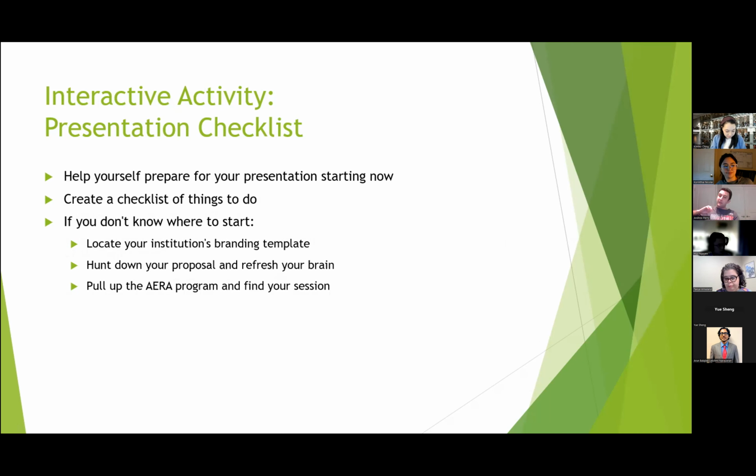You can pull up the AERA program and find where your session is, when your session is. Further, and that's not on the slide, but you could also look at accommodations to get to AERA. Have you done all of that? If your actual presentation is in good shape, what are some logistical items? Because this preparing stage can snowball. You can end up getting real close to the conference, and suddenly you find yourself with 12 things to do.